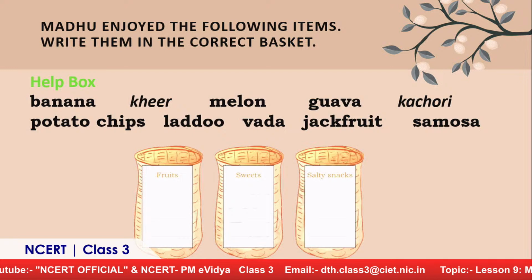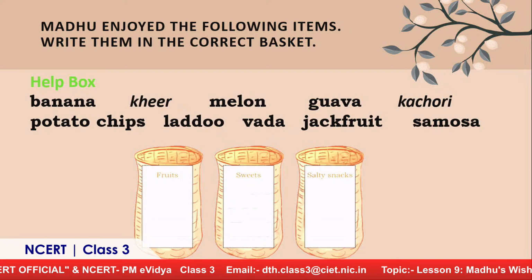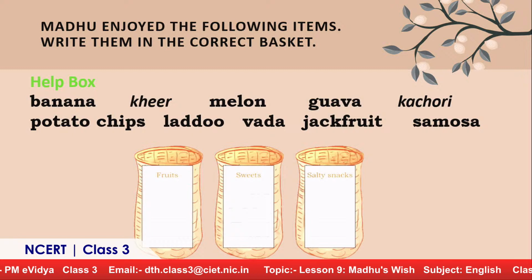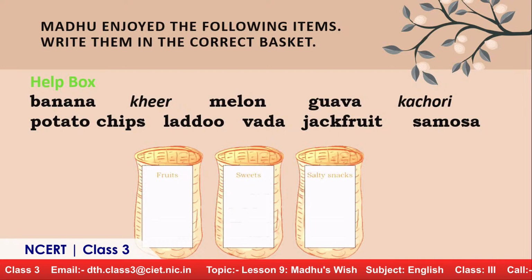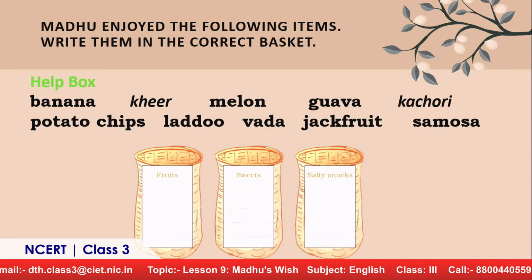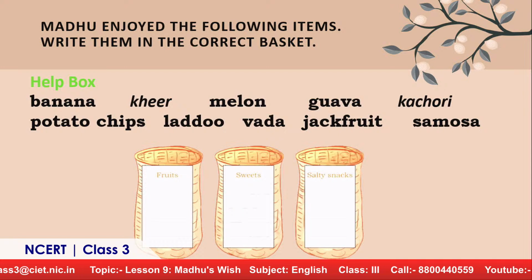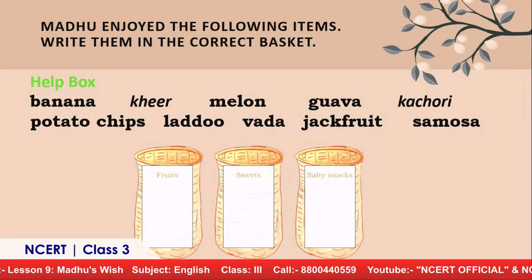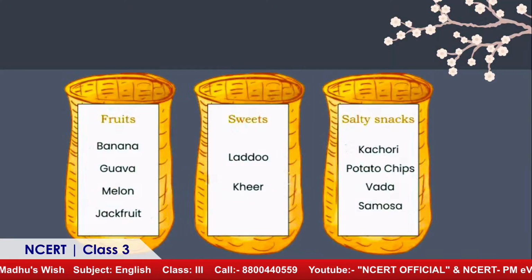Okay. And then we have sweets. So we have, I think, kachori, samosa, vada, and kheer. Or kheer in sweet rather. That will be in savory items. Yes. So laddu and kheer in sweets, and kachori, samosa, potato chips, and vada in savory items. That was really quick, Harpreet ma'am. Thank you so much.